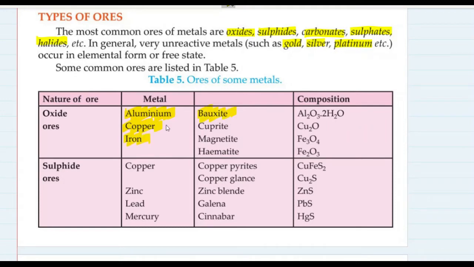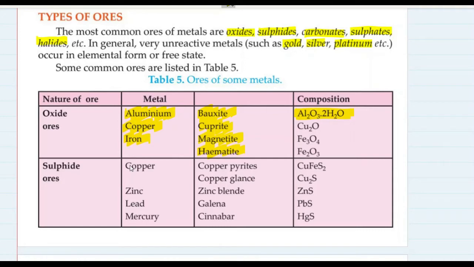Bauxite is the ore of aluminium. The composition or the formula is given over here. You must memorize this. Cuprite, magnetite, and hematite. Now there is a very little difference between magnetite and hematite. Magnetite is an ore of iron which generally has magnetic property, that's why the name magnetite. So a magnet is made up of the iron which is found in the ore magnetite. Its chemical formula is Fe3O4. And hematite is the most commonly found iron ore. It is Fe2O3.